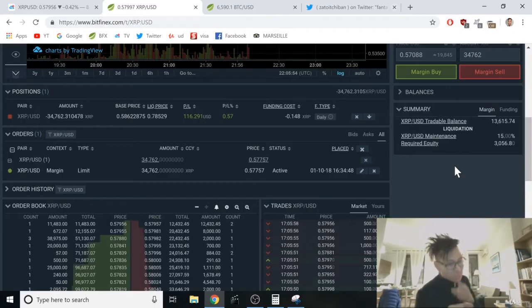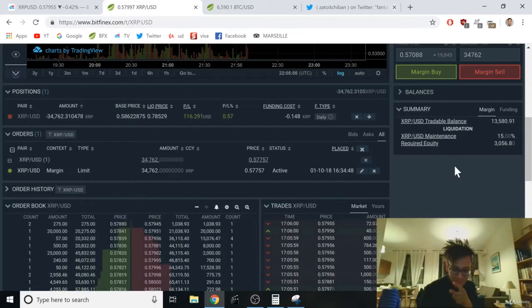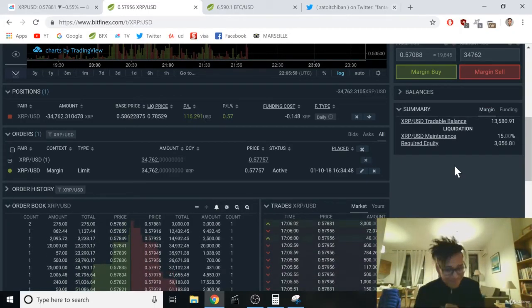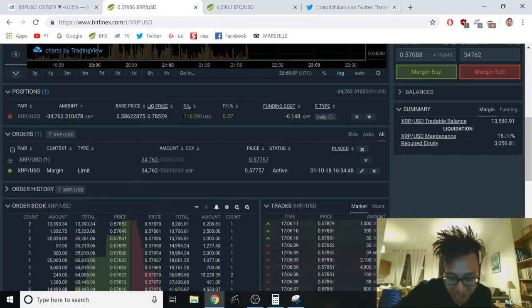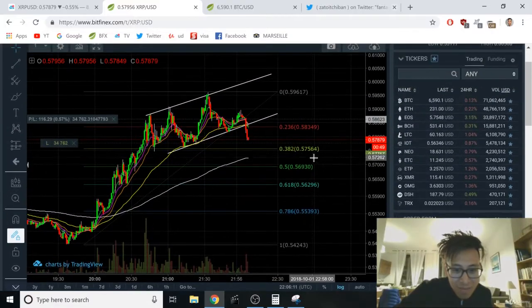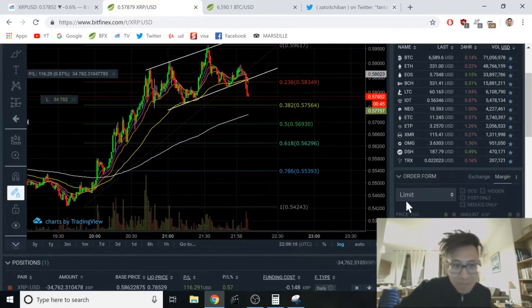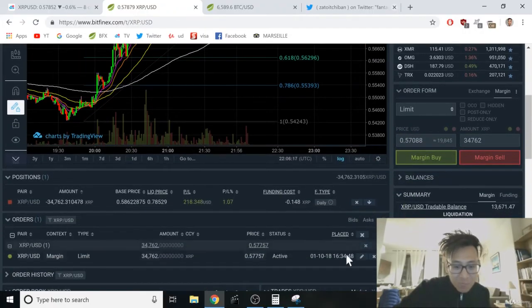Three favorite words, guys, say it. Look at that price action right here. It's just tanking. There you go, guys. We're going to do it right here.